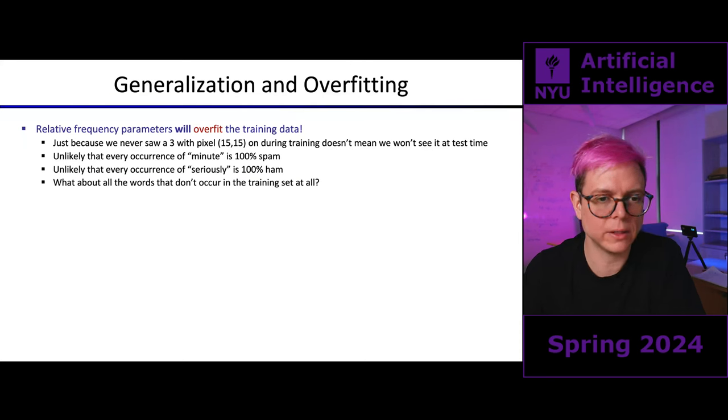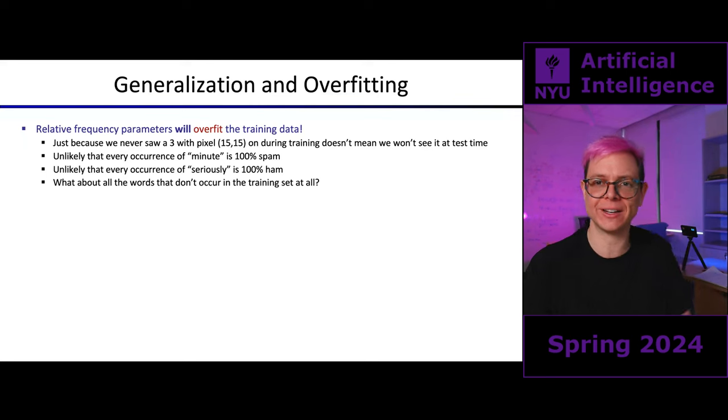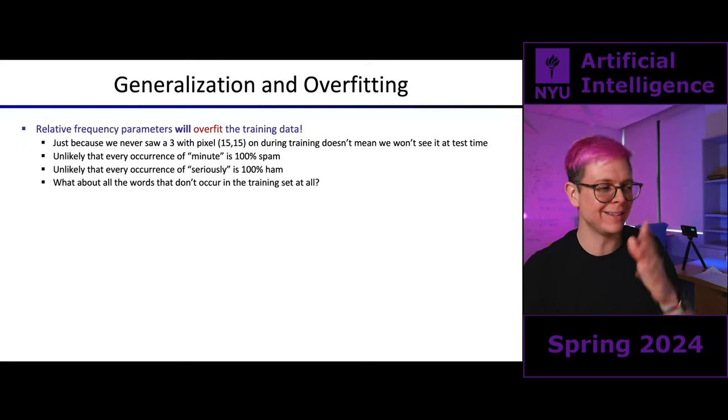What about all words that don't occur in the training set? Oh, that's a good question. Someone asked this question last week and I didn't answer. But it's the same problem: if I have a word that I never actually observe, I have a zero probability disaster.